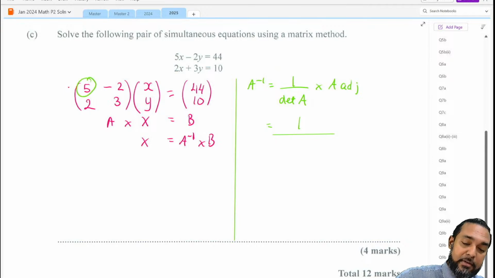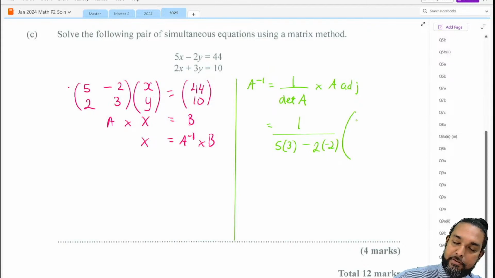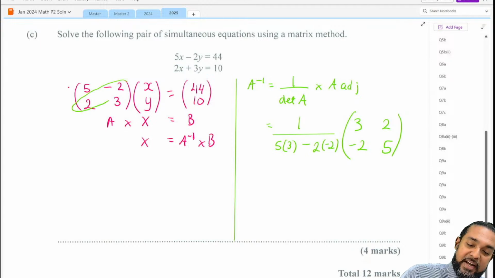You multiply these two elements together, 5 by 3. You multiply these two elements together, so 2 by minus 2, and you subtract. And then the adjoint, you swap the positions of the 3 and the 5, and you change the signs along the other diagonal, right? So you have minus 2 down here and 2. Please note, these items didn't swap position like the 5 and the 3. It's just that this was positive and became negative, and this was negative and became positive.